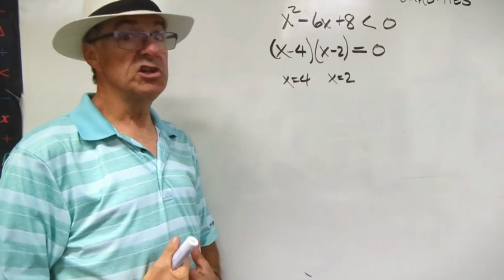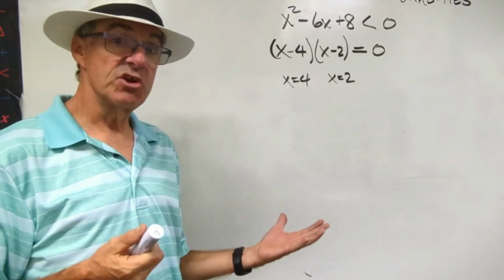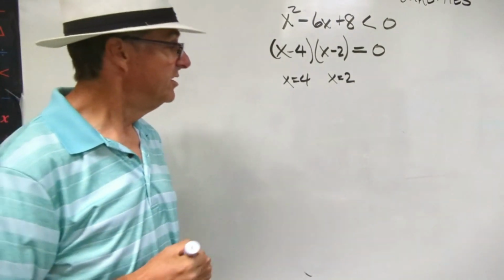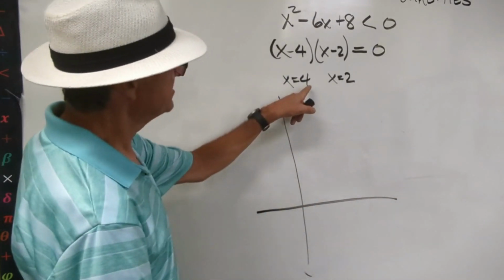Okay, now let's take a look at this graphically. For visual thinkers, this is maybe an easier way to understand this problem. So let's check this out. Now I'm going to draw my coordinate plane. I've got my two intercepts.